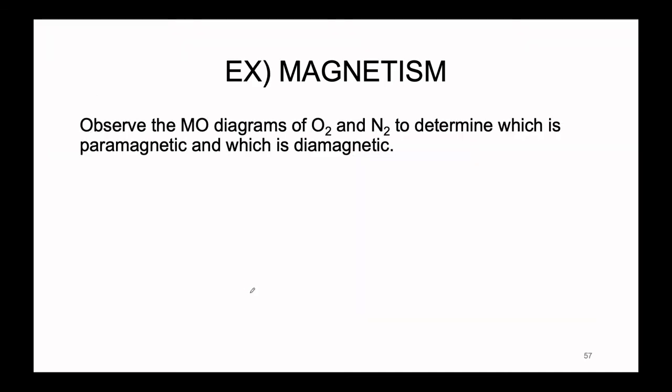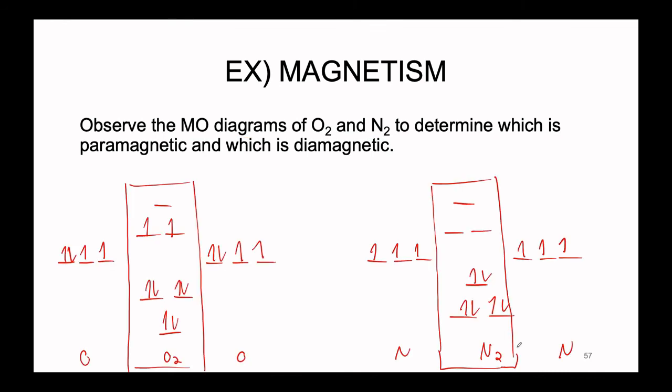So what we're going to do is go back and observe the diagrams for O2 and N2 and determine which is paramagnetic and which is diamagnetic. Now, because I've also scribbled all over the previous molecular orbital diagrams, what I'm going to do is just redraw them here for clarity's sake. So 3, 2, 1. There.